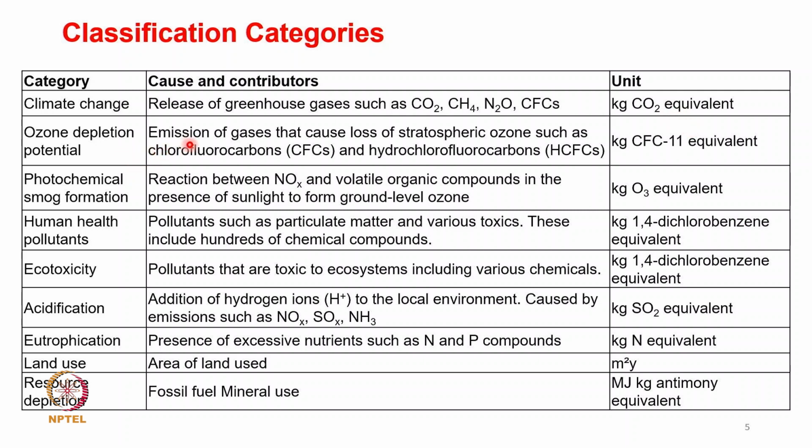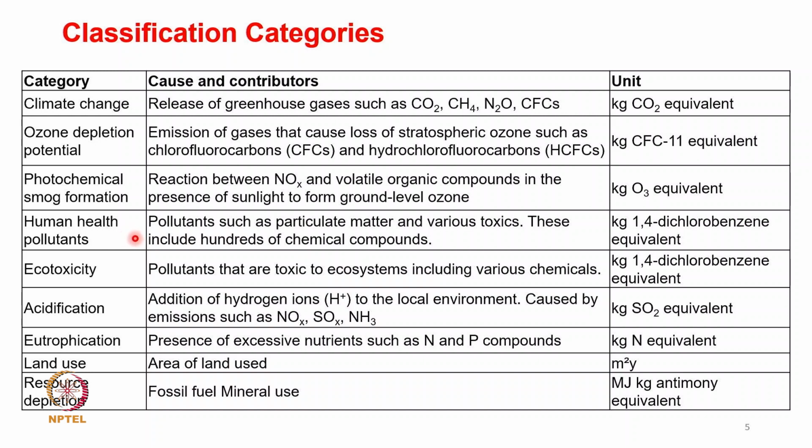Similarly, ozone depletion potential is due to the emission of gases that cause loss of stratospheric ozone, such as chlorofluorocarbons and hydrochlorofluorocarbons, and this is typically computed as kilogram of CFC-11 equivalent. And photochemical smog formation is the reaction between NOx and volatile organic compounds in the presence of sunlight to form ground level ozone. So this is typically computed as kilogram of O3 equivalent.